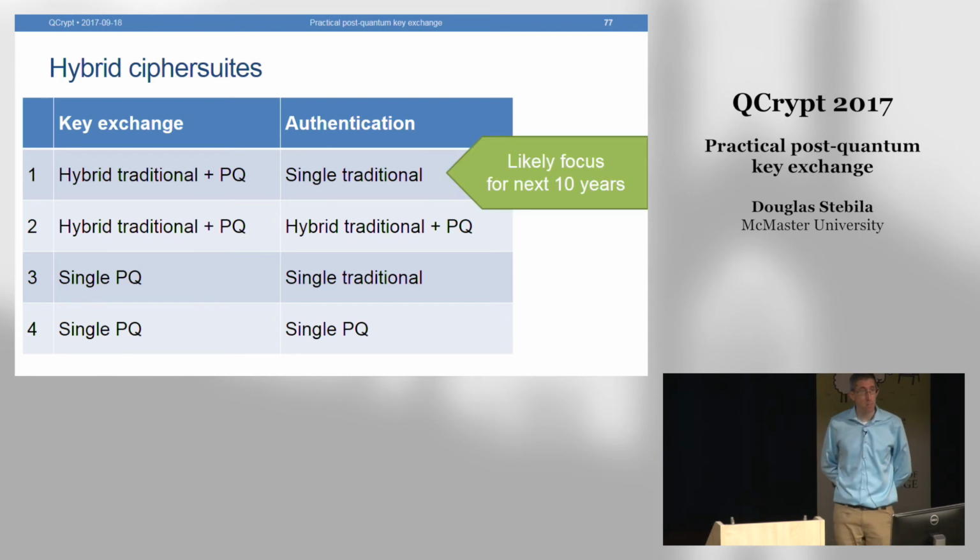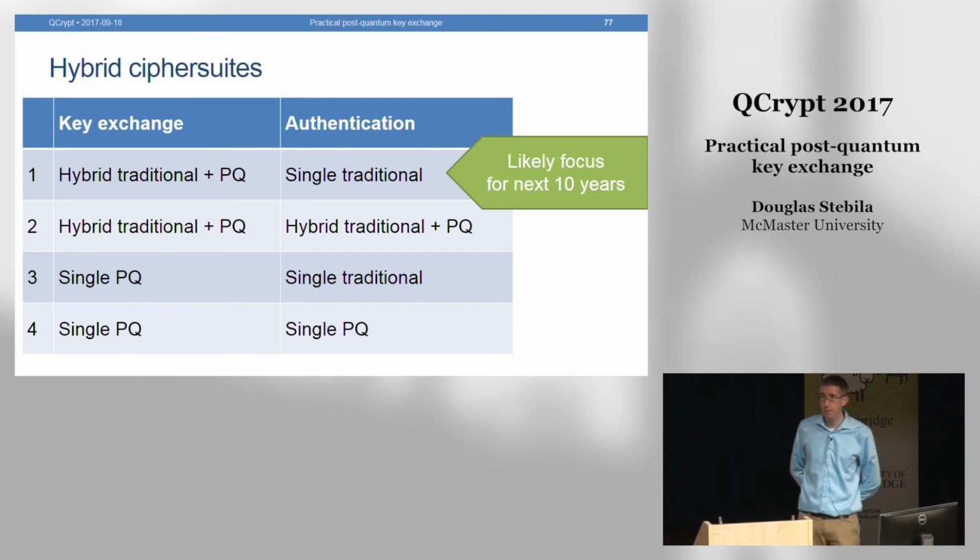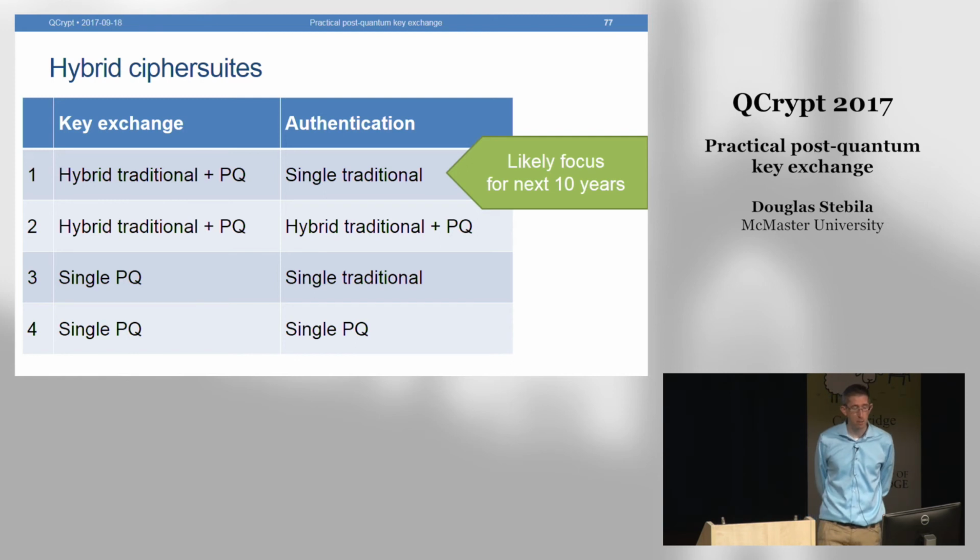My opinion is that this first option is the likely focus for the next 10 years, and we'll start seeing early adopters do this exact thing. There are 2 reasons for that. One is that we don't actually need post-quantum authentication for secure channel establishment for quite a while. A future adversary can retroactively break confidentiality if they can recover the secret key. That's why we need post-quantum key exchange. But they can't retroactively be a man in the middle. They can't retroactively break authentication. So post-quantum authentication is not so important for channel establishment until we have quantum computers. So that's one reason I think this will be the focus for the next 10 years.